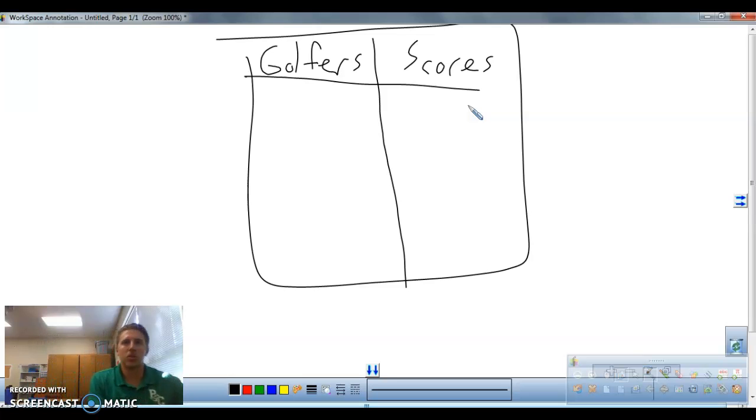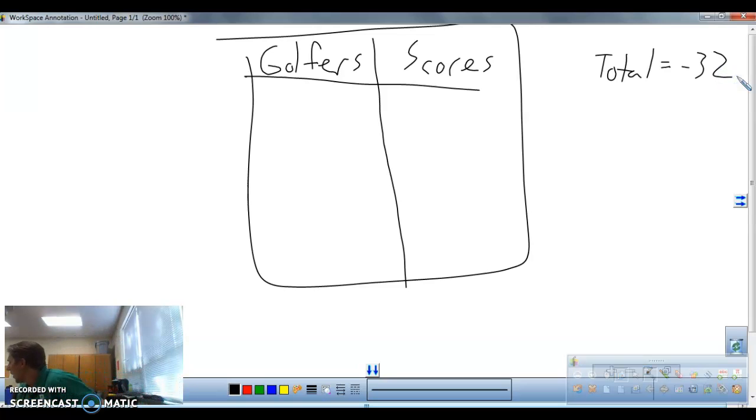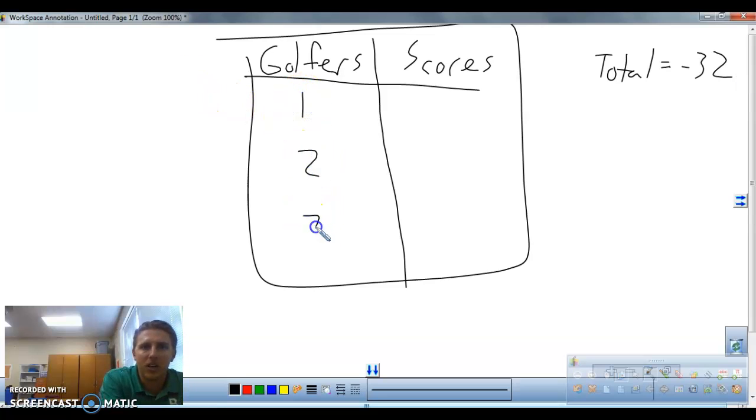Their total score, we'll write this off to the side, total score is a negative 32, a minus 32, okay? And there's 3 people playing. So we've got this, I'm not going to write the names down, but we got 3 golfers, okay?